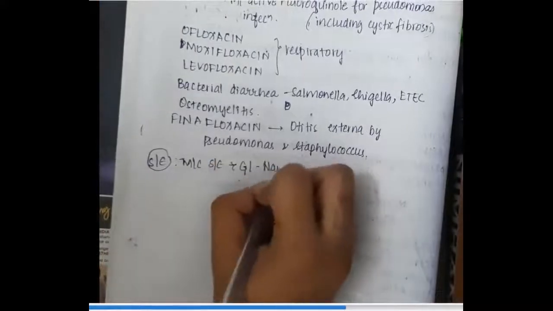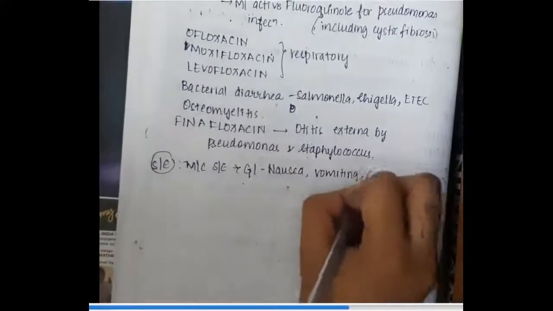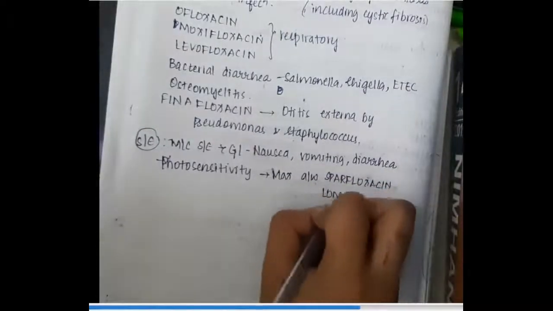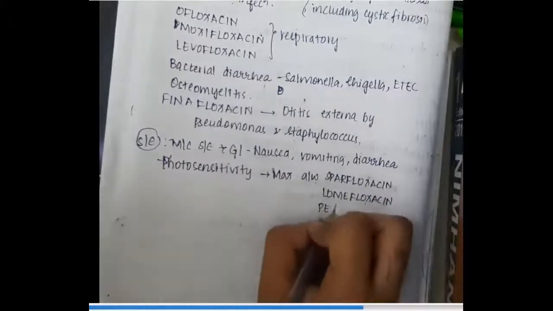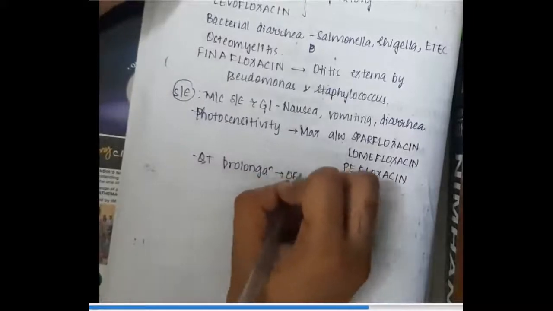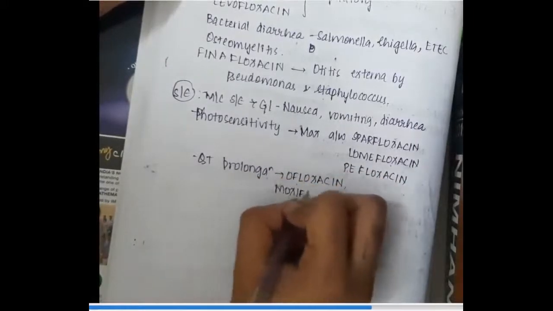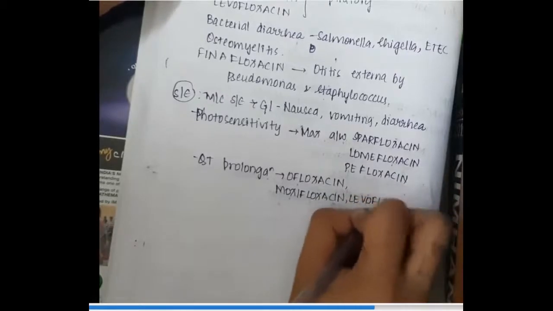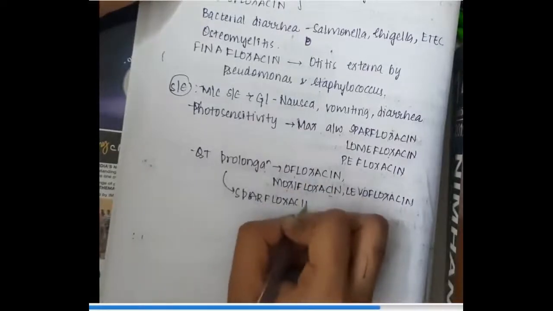Then if you see the side effects, the most common side effect of these fluoroquinolones is GI side effects, where it causes nausea, vomiting and diarrhea. Then it also causes photosensitivity. The photosensitivity is maximally associated with sparfloxacin, lomefloxacin, and it is also associated with pefloxacin. Then this also causes QT prolongation, which is caused by ofloxacin, moxifloxacin and levofloxacin. QT prolongation is also caused by sparfloxacin and gatifloxacin.